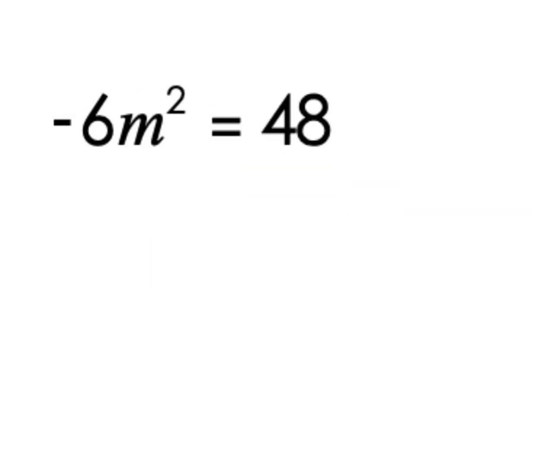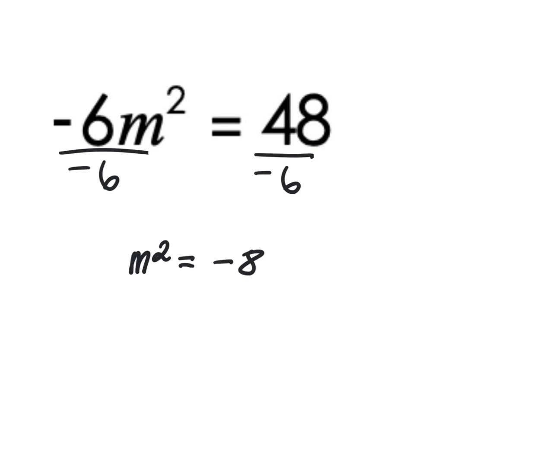Here we have negative 6m to the second power equals 48. So I'm not going to do that same procedure out. If you want to substitute in and then make the substitute afterwards, you can. But I'm just going to go ahead and initially divide both sides by negative 6. So we get m to the second power equals negative 8.